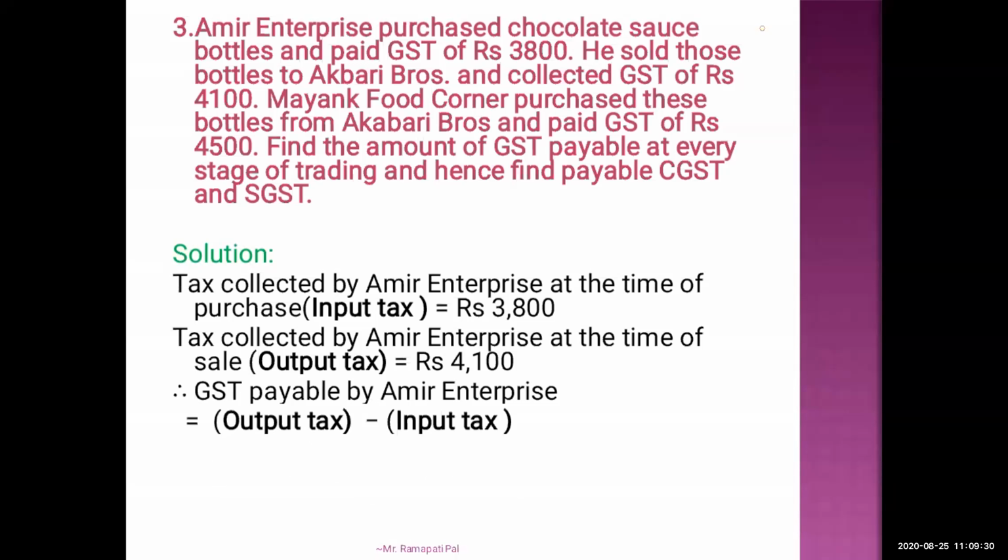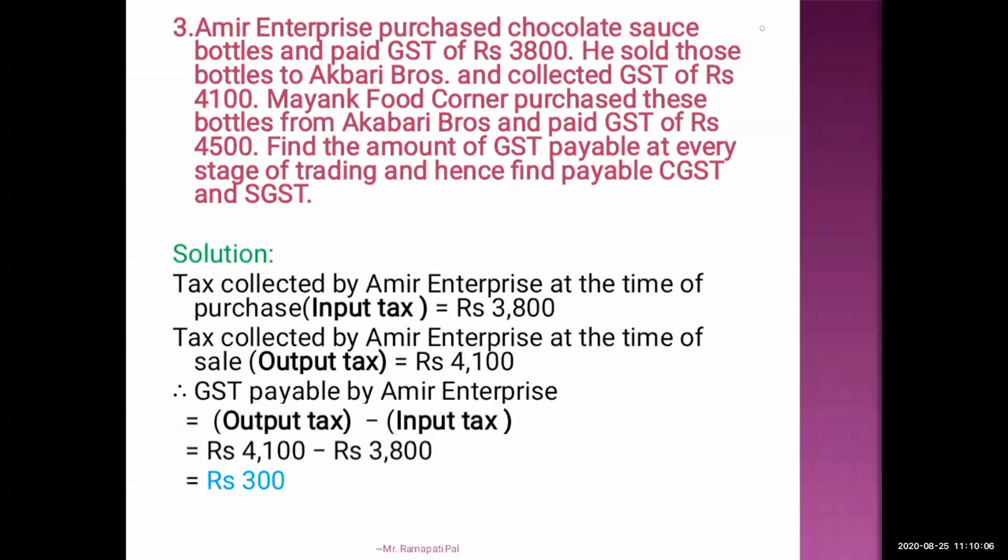Now substitute the value of output tax and input tax and subtract it fast. Yes, Neha, good. So we know that output tax is 4,100 and input tax is 3,800. So 4,100 minus 3,800 is rupees 300. Correct? So up to here you understood fully? Okay, good.